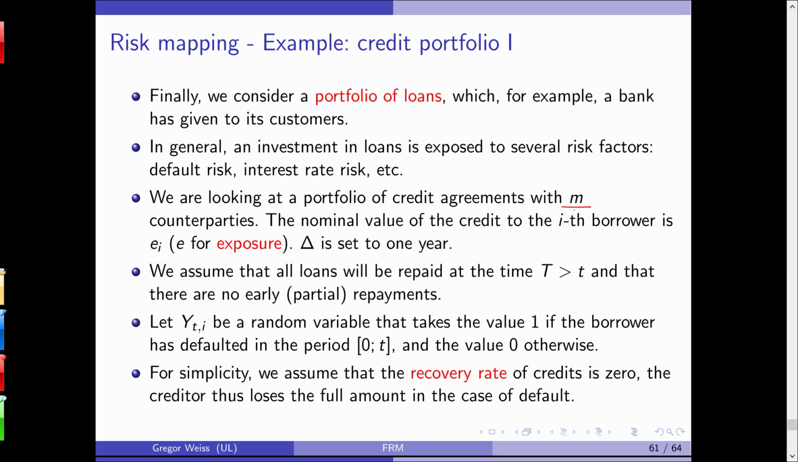Delta is set to 1. We assume that all loans will be repaid at T and that there are no early or partial repayments. Let YT be a random variable that takes the value 1 if the borrower has defaulted and the value 0 otherwise, which means Y is a default indicator. If it is 1, you're in default. If it's 0, you are in no default. So it's a discrete variable.